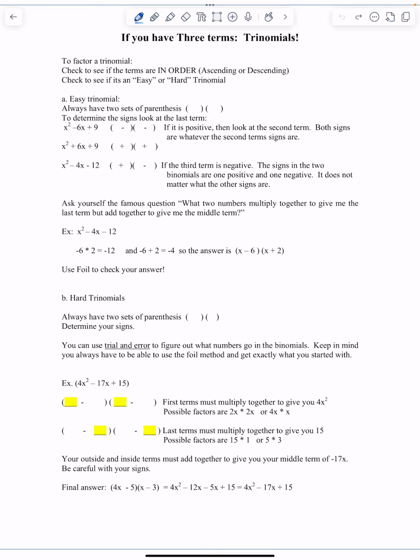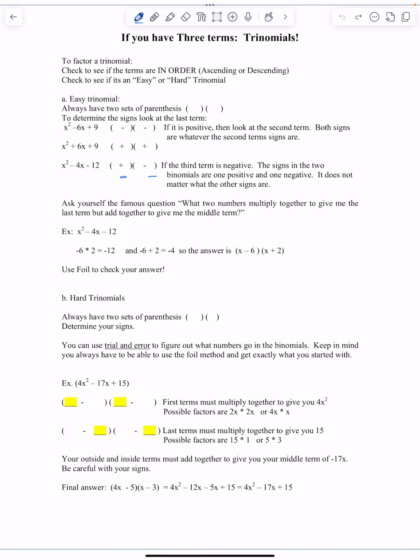Now, if your sign is negative on the third term, such as our last example here, your signs will always be 1 plus and 1 minus. It doesn't matter if this had been x squared plus 4x minus 12, or if it's x squared minus 4x minus 12. If the third term is negative, the signs are plus minus. Think about why. I'm going to multiply these last two terms together to get a negative. The only way that I could get a negative is if one is positive and one is negative.